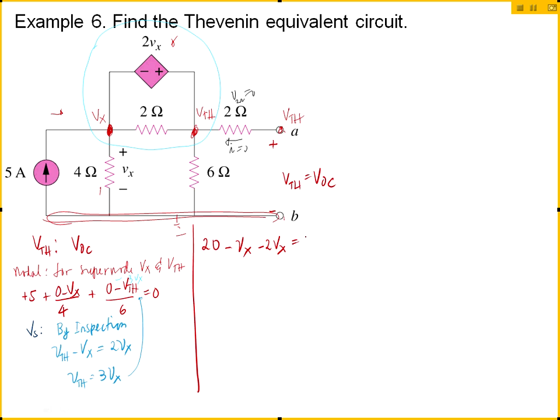Equals 0, so, oh, that's not a nice number. So Vx is 20 over 3. Don't worry about the 3 in the denominator, because V Thevenin is 3 times that, so V Thevenin is 20 volts.